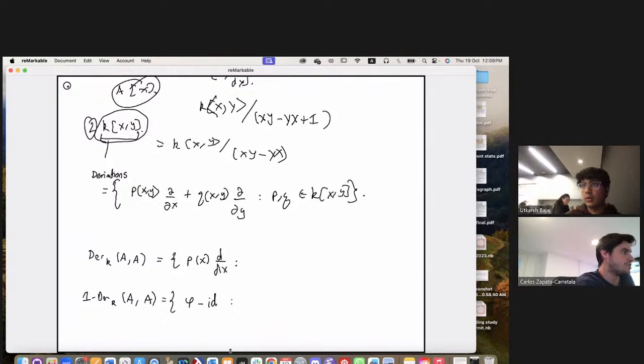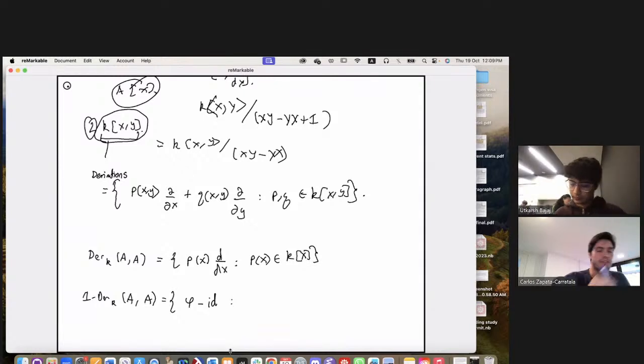If you take the average, you're going to have the average of some HOM maps minus identity. Now the average of two HOM maps is a linear combination of HOM maps, so it's a HOM map. That's a nice observation.